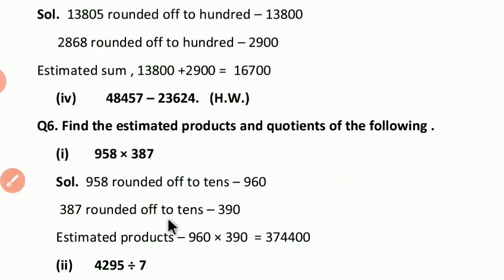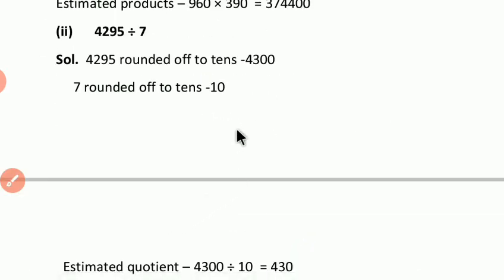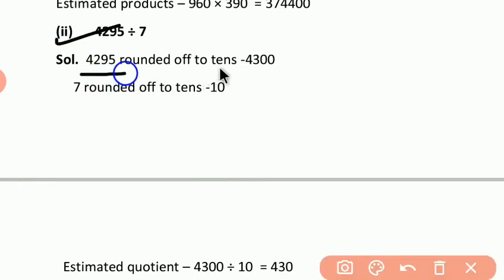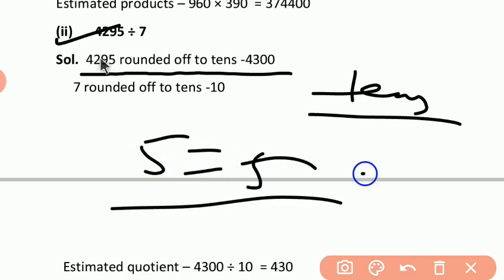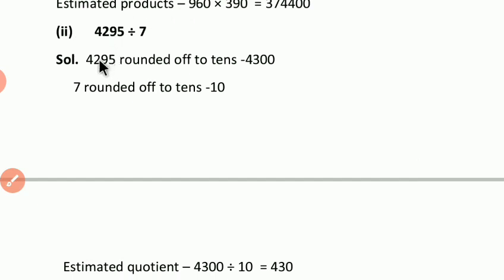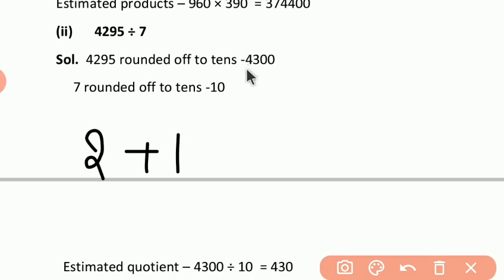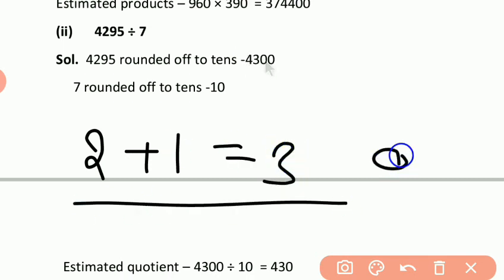Second one, 4,295 divided by 7. 4,295 rounded off to the nearest tens. We have to see its ones digit, which is 5, and it is greater than or equal to 5. So we'll increase its tens digit by plus 1. So 9 plus 1 is 10. So we write 0 and 1 will carry on to the next digit, which is 2. So 2 plus 1 is 3, which gives 4300.